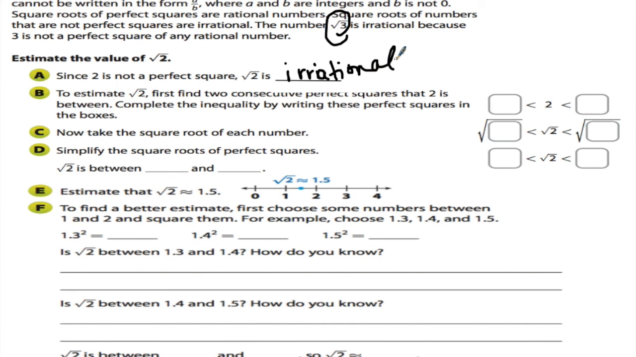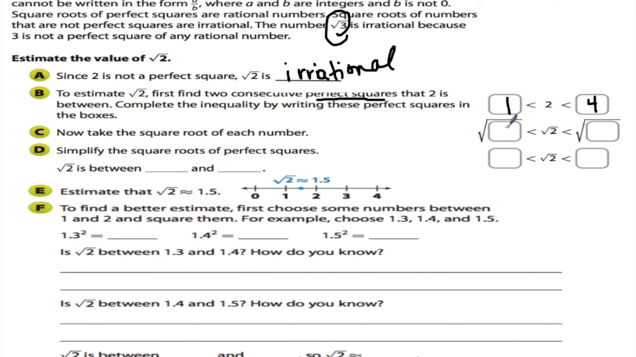Since we know that it's irrational, we're just going to estimate it. We don't have to find it exactly, because we're never going to be able to, because it's going to go on forever. So I know that 2 is between 1 and 4, because we're looking for two consecutive perfect squares that 2 is between. So 1 squared is 1, 2 squared is 4. So 1 and 4 are perfect squares and 2 fits between there.